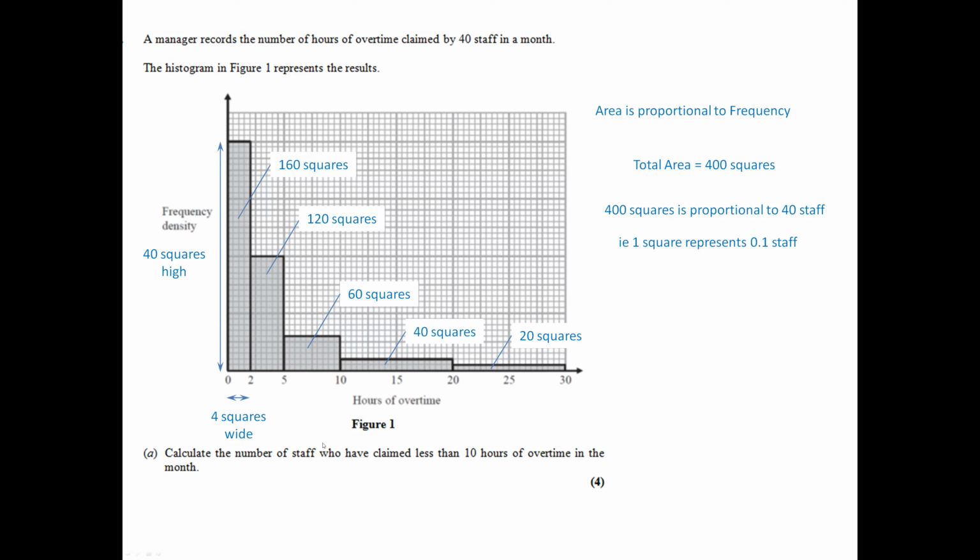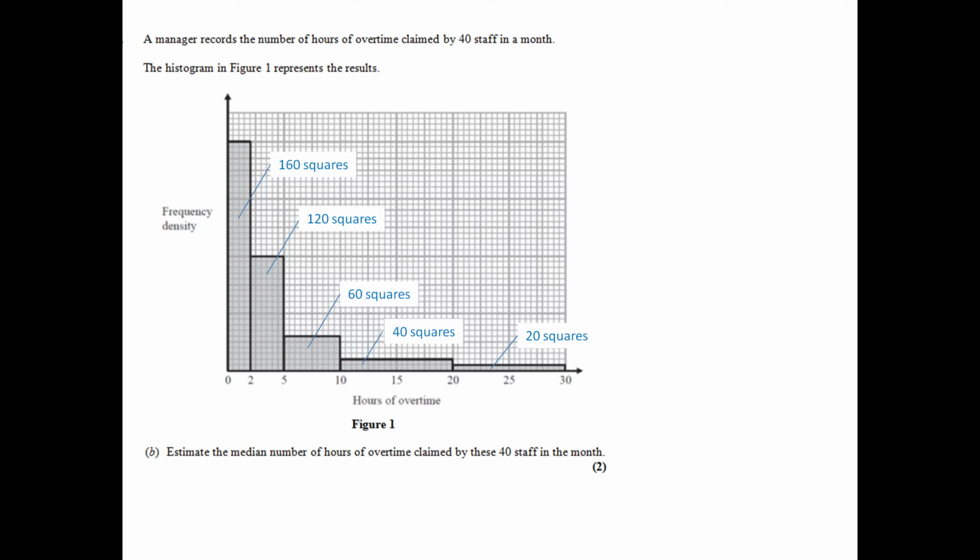If we go and look at part A, it says calculate the number of staff who have claimed less than 10 hours of overtime, i.e. the staff represented by these first 3 bars. In total, those bars are 340 squares. 340 times 0.1 of a staff tells me that they represent 34 members of staff. And that's the answer to part A.